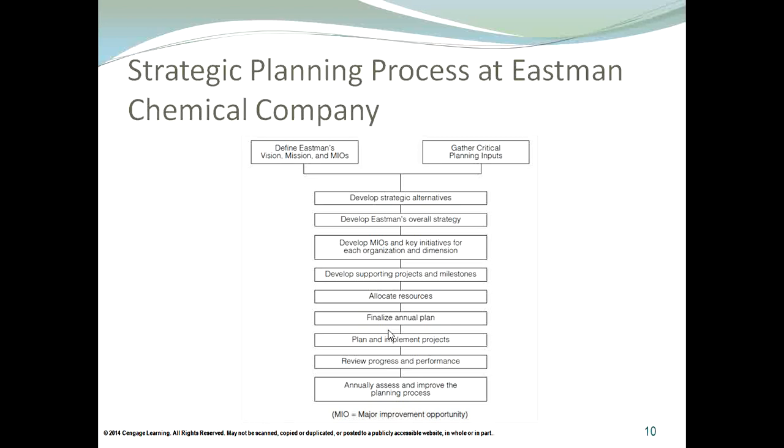I cannot read the textbook. I don't have the access where I can show you the textbook also. But if you read the text, this particular strategic planning process at Eastman Company, that is a chemical company, you will get a clarity of what we are talking about: a mission or a vision for that particular company, the development of strategic alternatives and overall strategy, and how they took the initiatives and developed those projects and milestones to allocate resources and finalize annual plans, implement projects, review progress and performance, annually assess and then improve the planning process. And that's how major improvement opportunities, that is MIO, happen with that company.